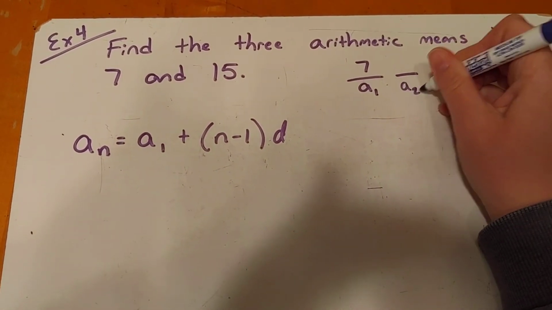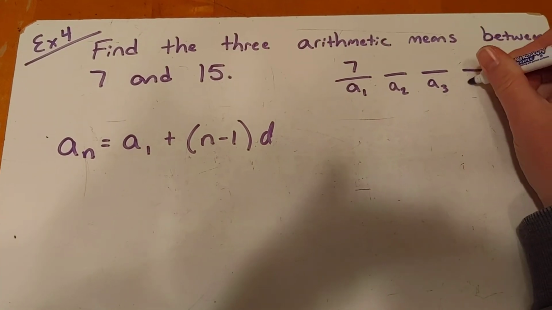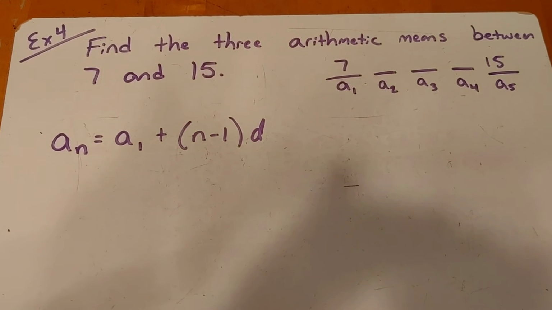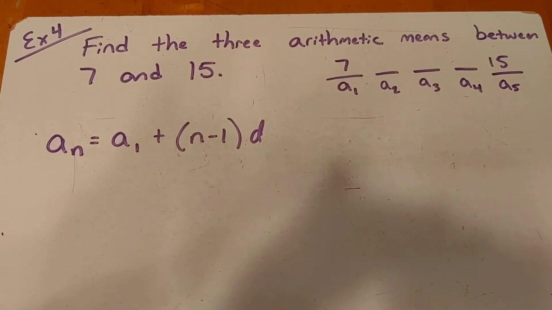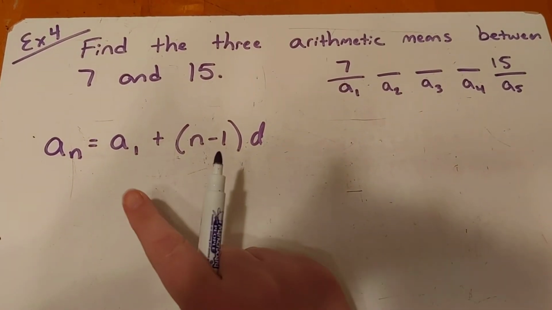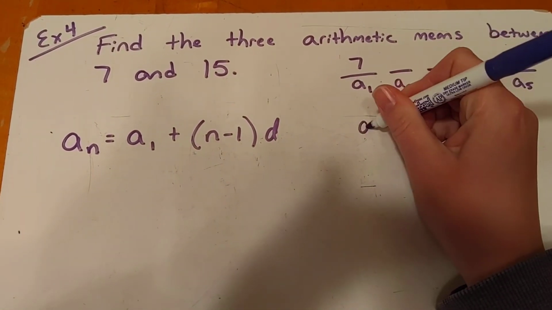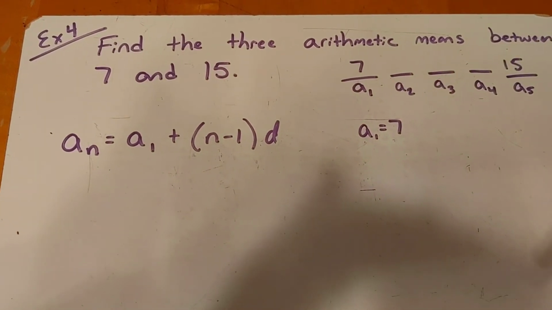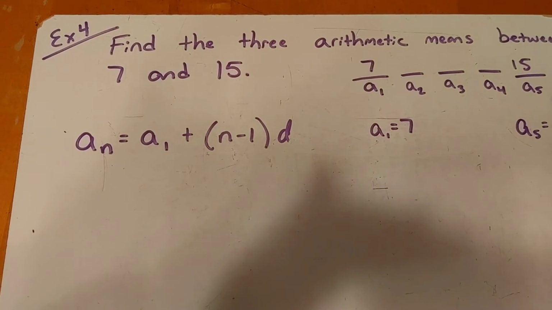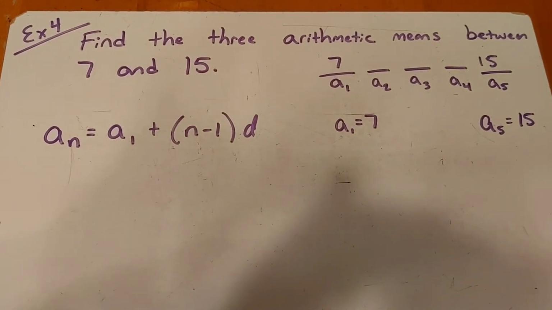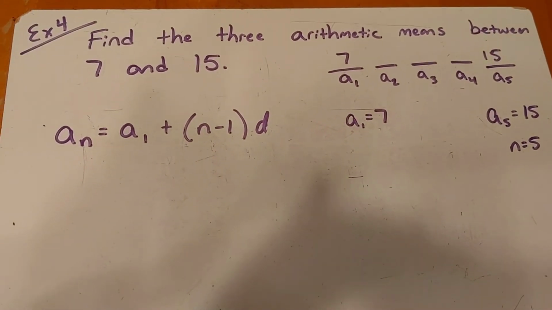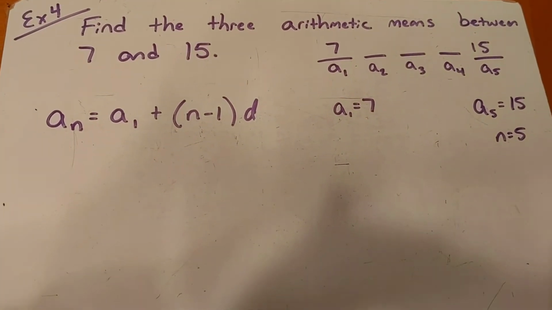So I'm missing my second term, my third term, and my fourth term. I know my fifth term. Let's see if we can use some of that information to find D. A1 is clearly 7. The only other information I know is that A sub 5 equals 15, which indicates that when n is 5, A sub 5 equals 15, because that's my 5th term. So I have all the information I need to solve for D.